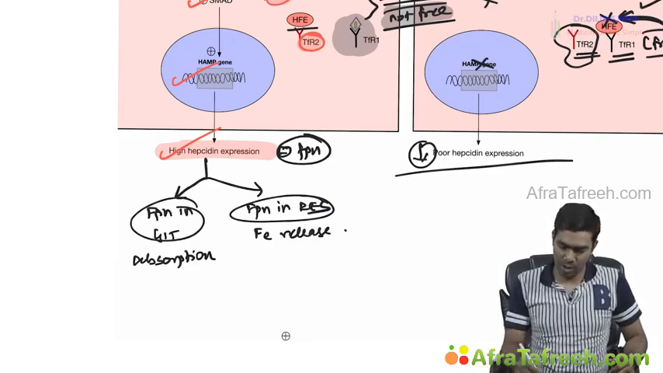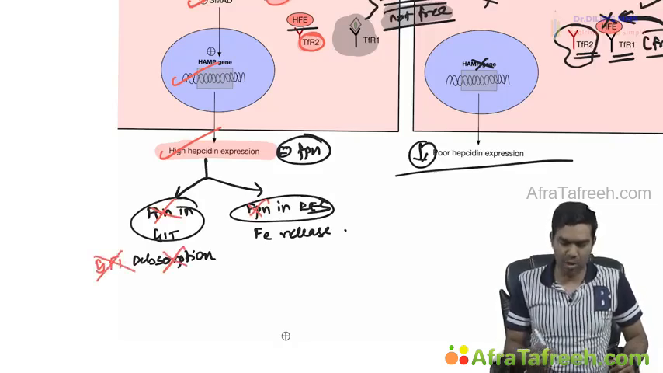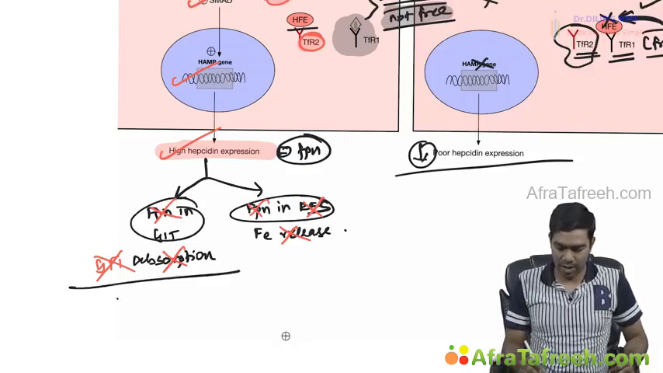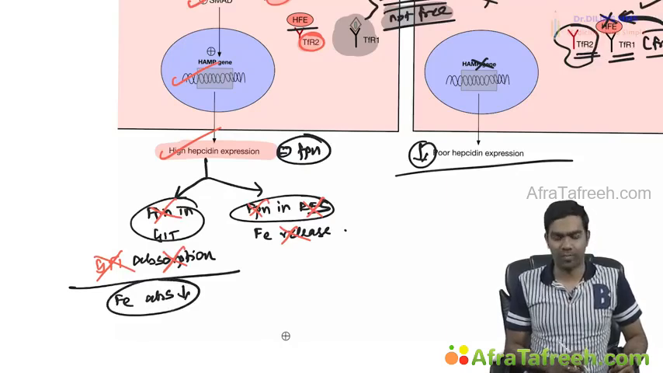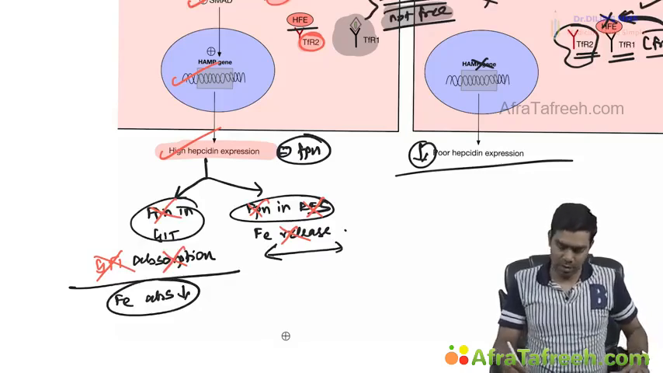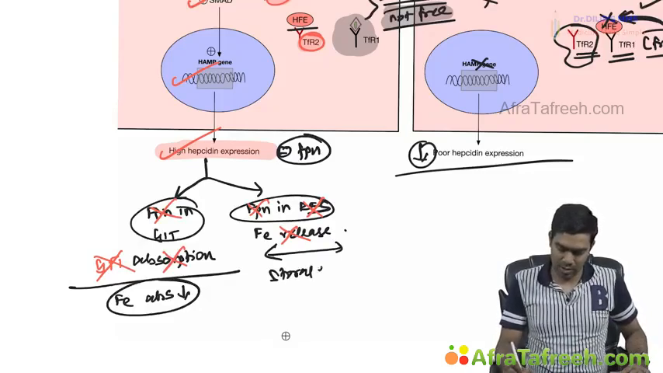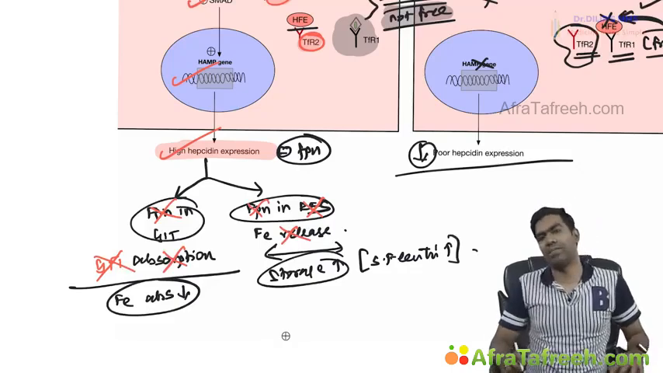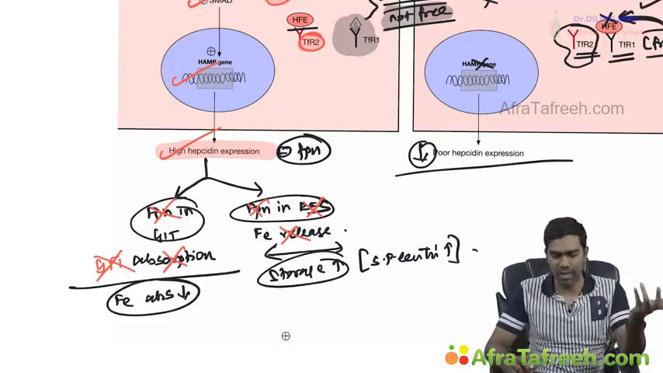So the moment you block the ferroportin, you are going to block the GIT-based absorption also. You are going to block the RES-based iron release also, which means your iron absorption will decrease in case of high hepcidin. At the same time, your iron release will decrease, which means your storage iron might increase. Your storage might increase, which may reflect as increased serum ferritin. Whenever you have a high hepcidin level, this is what is going to happen typically.